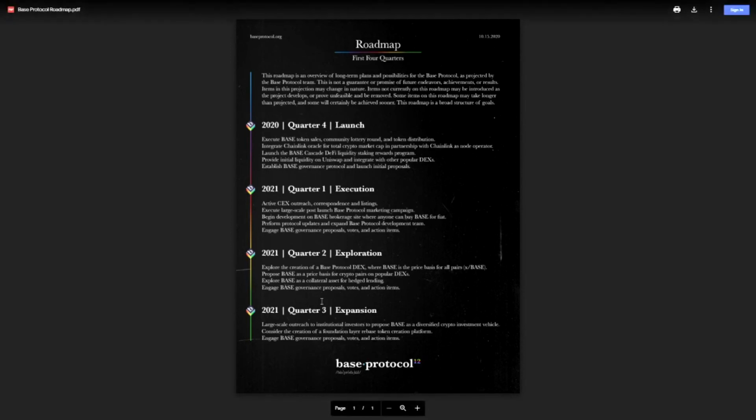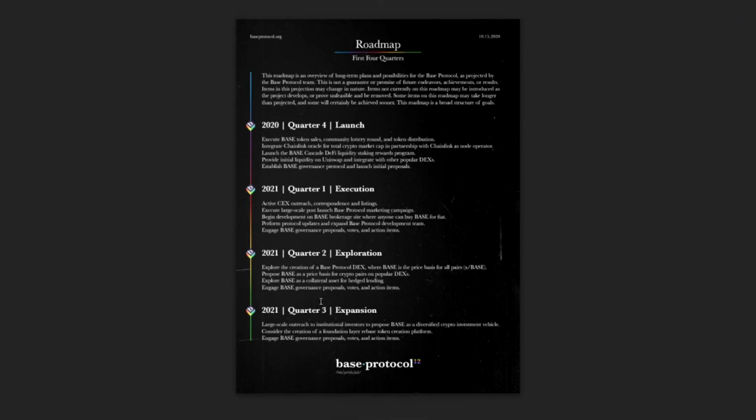And then finally, at the end of 2021, if we are still around, they will really do a push and try to reach out to institutional investors and take the Base protocol to the next level.